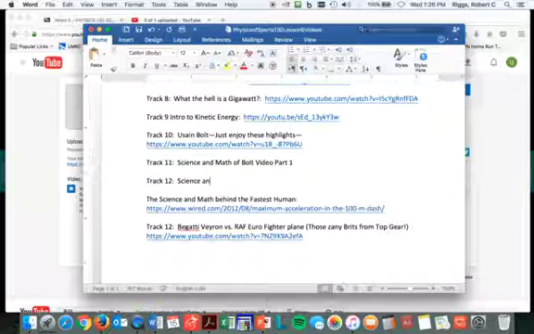Science and math of Bolt, part two. If it turns out that he was using steroids, I'll be heartbroken. I mean, just heartbroken, because he's my boy. All right, so let's take a look at this.